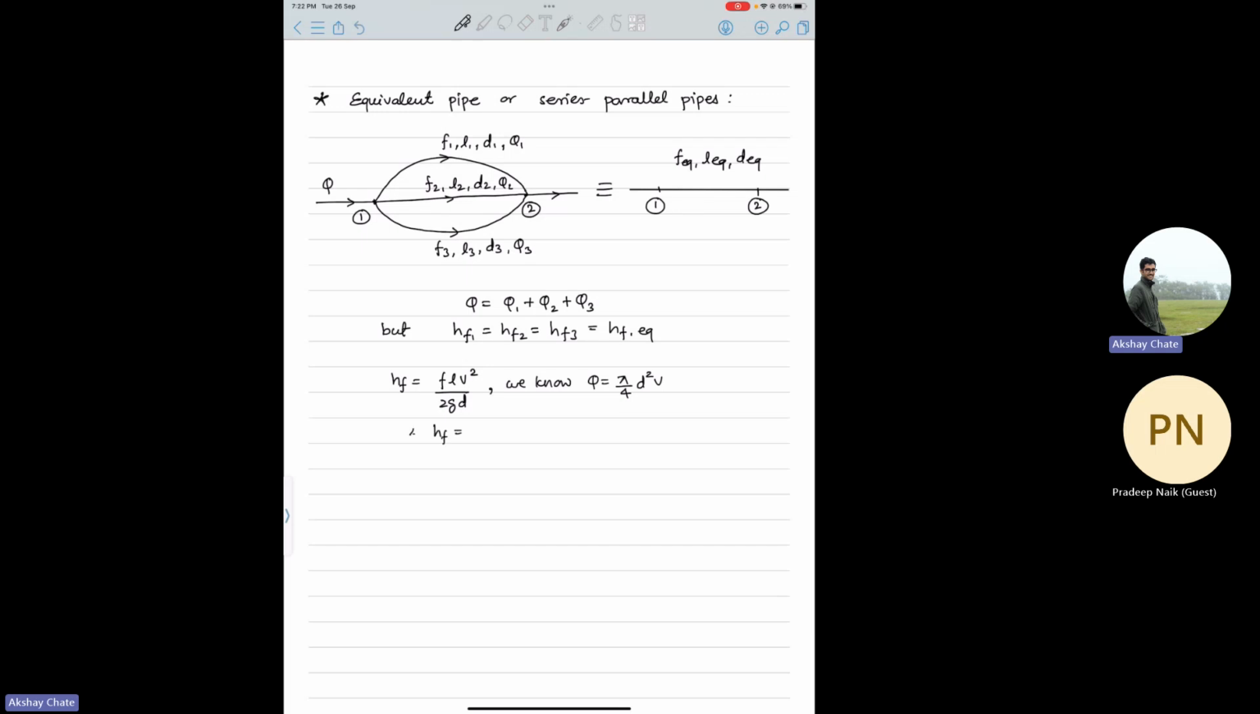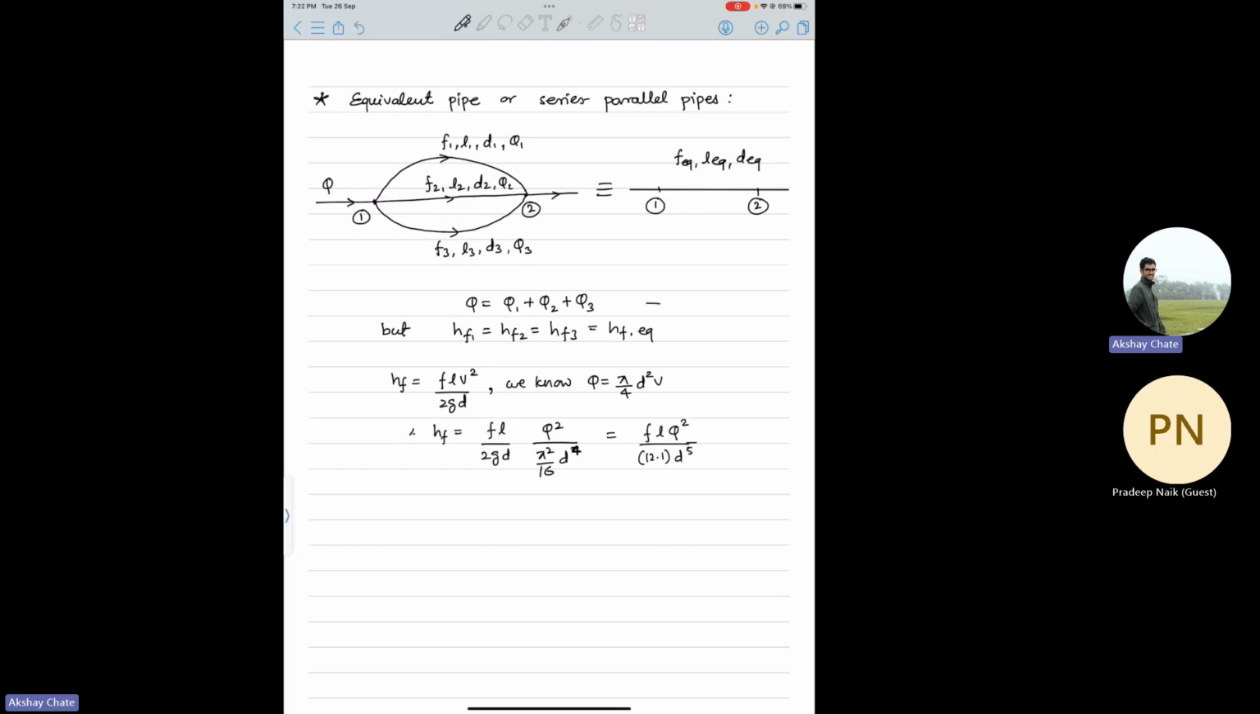Therefore, we get HF as FL by 2GD as it is. V square will become Q square by pi square into 16 into d square, d power 4. So basically, if you take the 2 and G and pi square and 16 and multiply them, you get FLQ square divided by, there is one constant which is 12.1, into d to the power 4. So typically we use this.